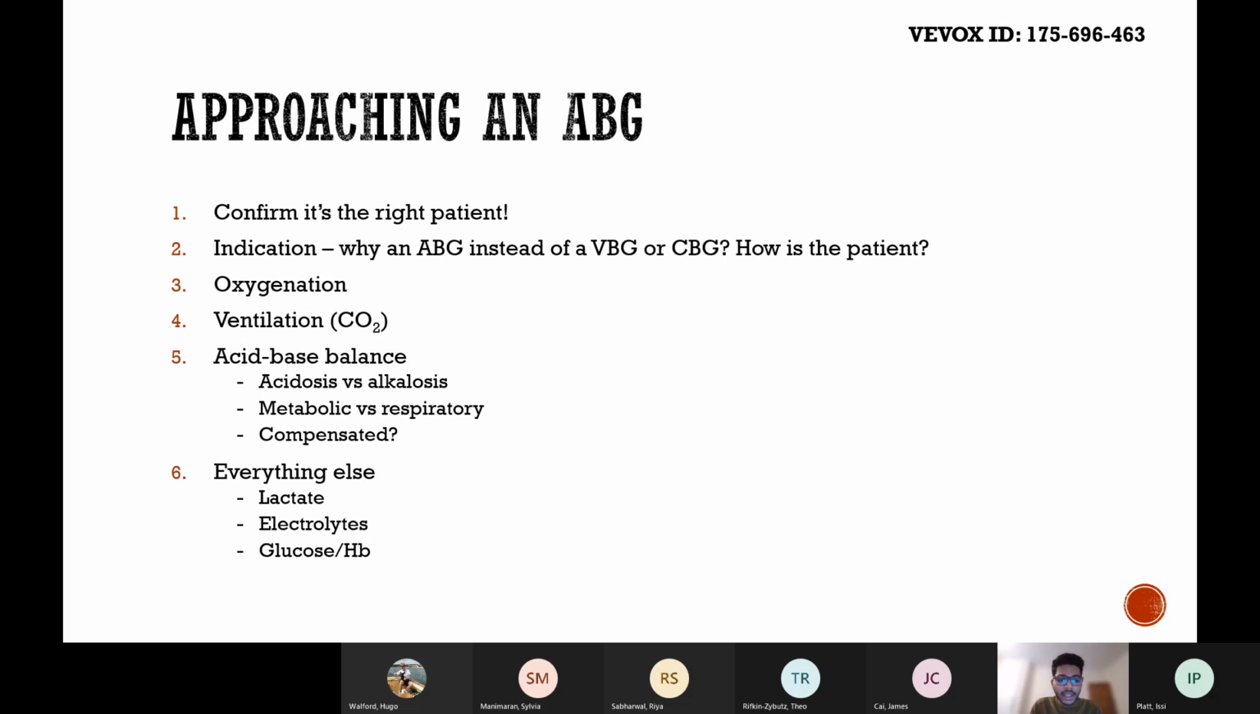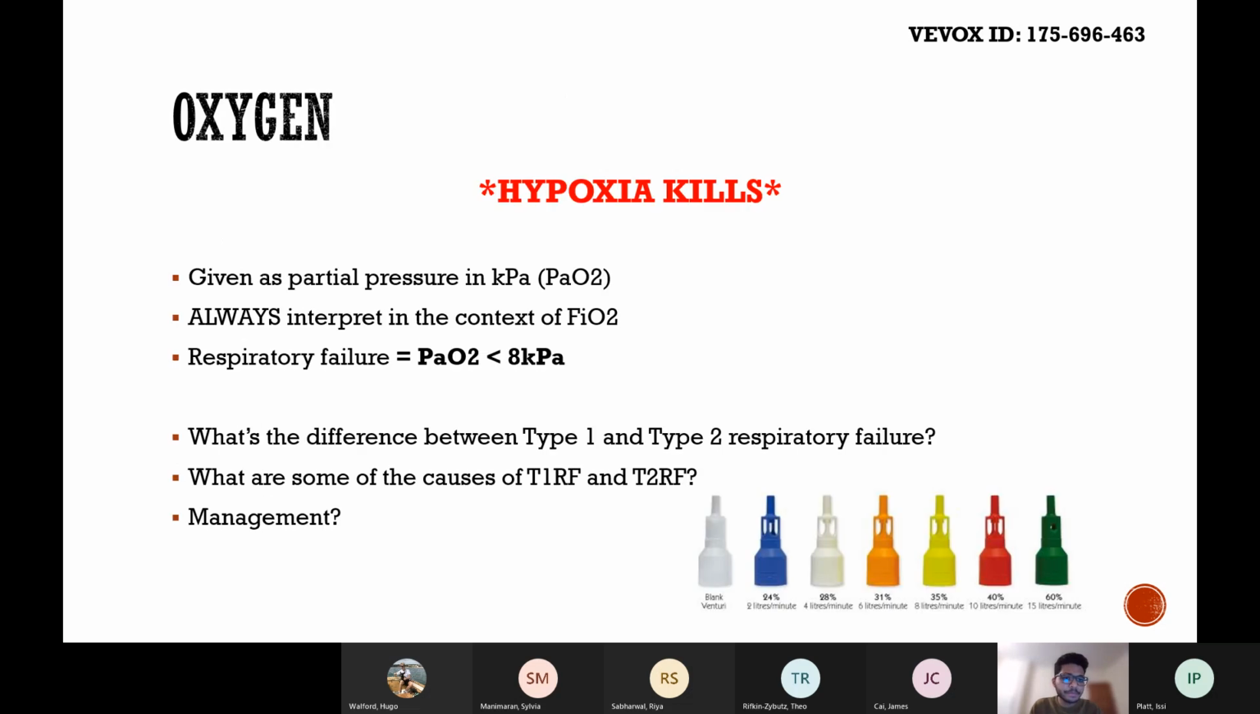Then we're going to have a look at everything else. So things like the lactate, the electrolytes, the glucose and the hemoglobin that you also get on an ABG printout. So there's a lot of information, but we're going to break it down and go through it step by step.